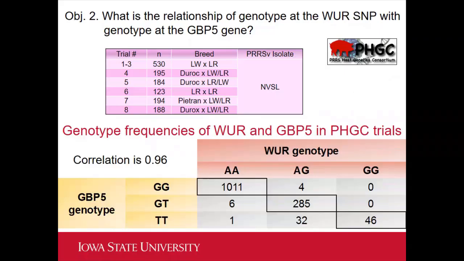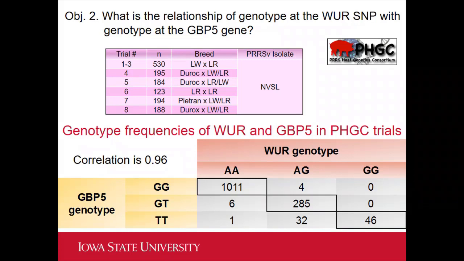And so my next objective is to investigate the relationship of genotype at the WR SNP with genotype at the putative causative mutation in the GBP-5 gene. We addressed this by genotyping pigs in 8 trials of the PHGC for the causative mutation in the GBP-5 gene. In previous studies, we found that the genotype at GBP-5 was completely consistent with the genotype at WR.